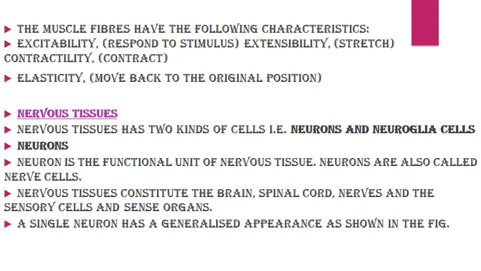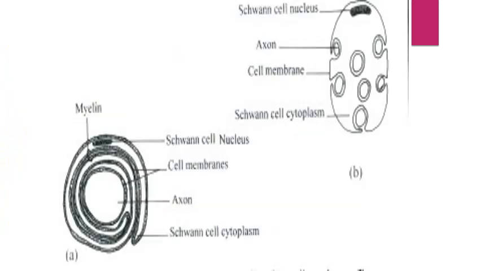Nervous tissue has two kinds of cells, neurons and neuroglia. So neurons are the functional unit of nervous tissue. Neurons are also called nerve cells. Nervous tissue constitutes the brain, spinal cord, nerves and the sensory cells and sense organs. A single neuron has a generalized appearance as shown in the next figure. You can see here.